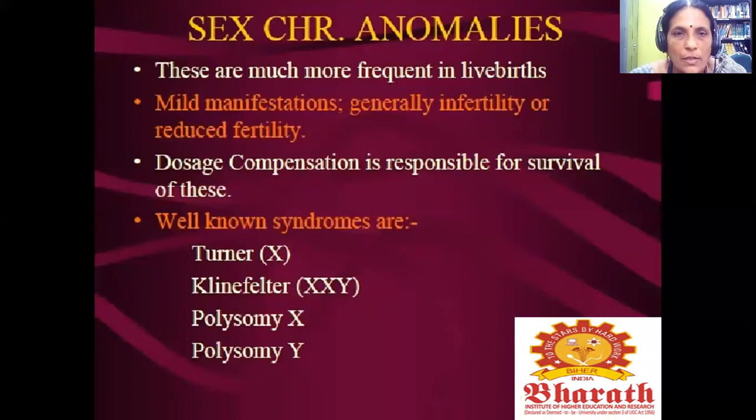And next we say about the sex chromosome anomalies. These are much more frequent in live birth, with mild manifestation, generally infertility or reduced fertility. Dosage compensation is responsible for survival of those. Well-known syndromes are Turner, Klinefelter, polysomy X, polysomy Y.